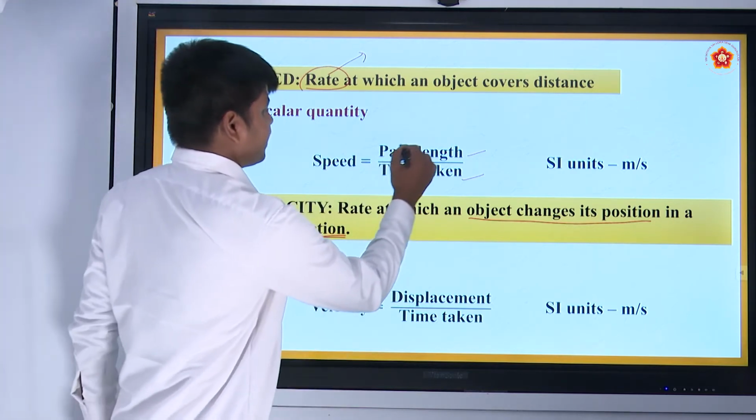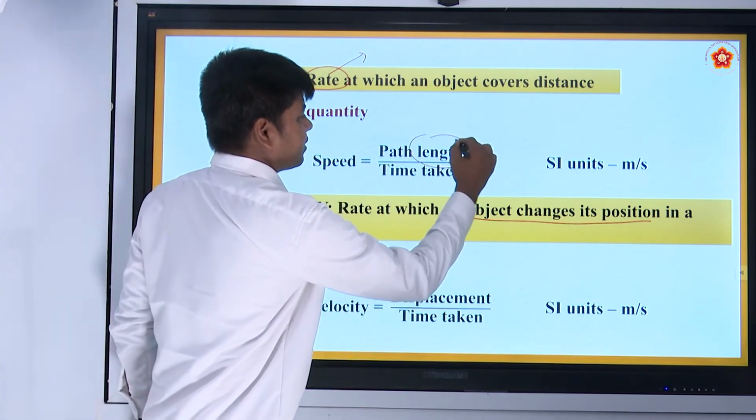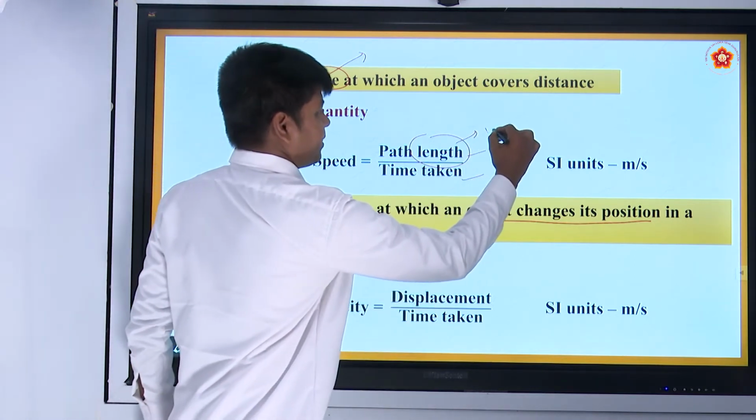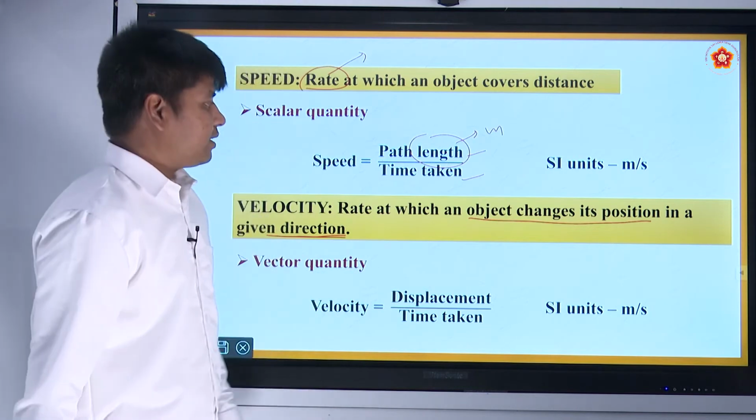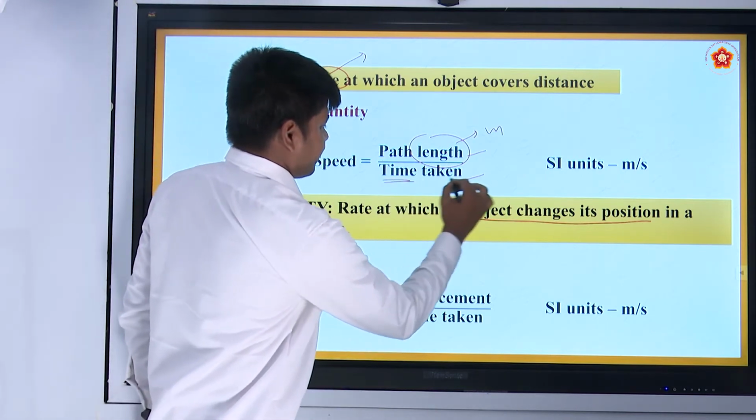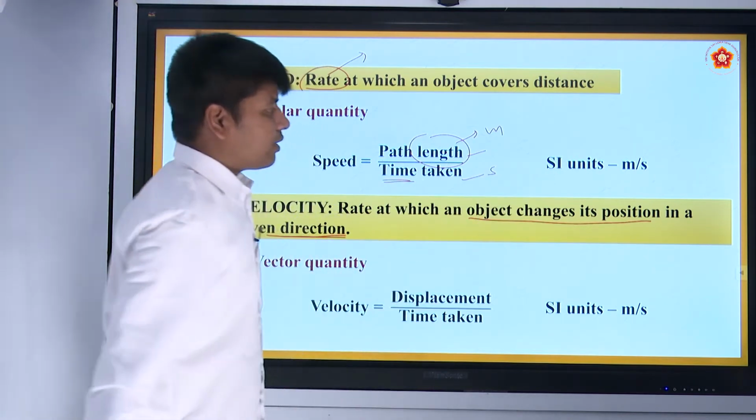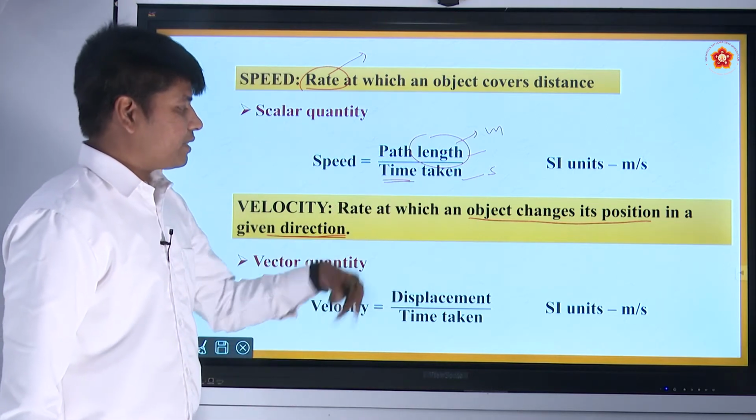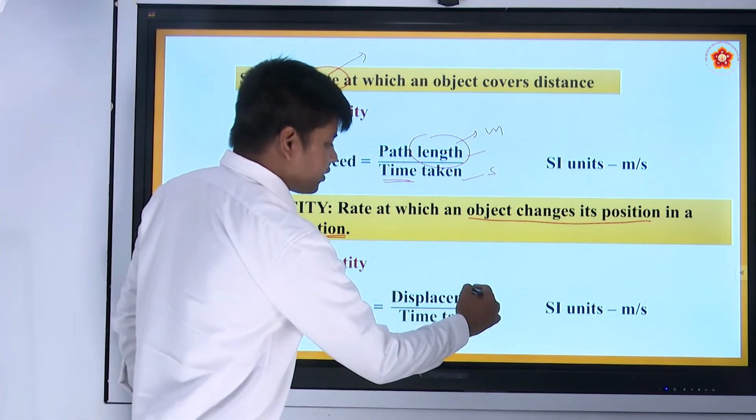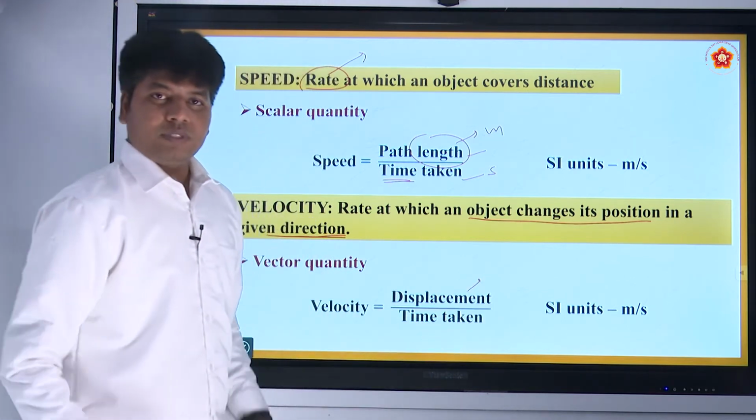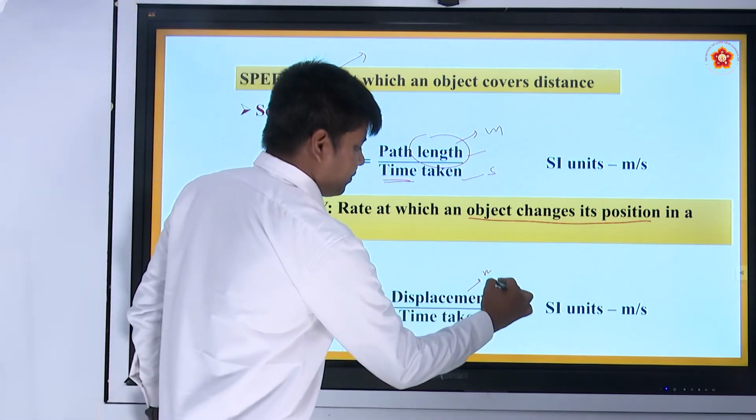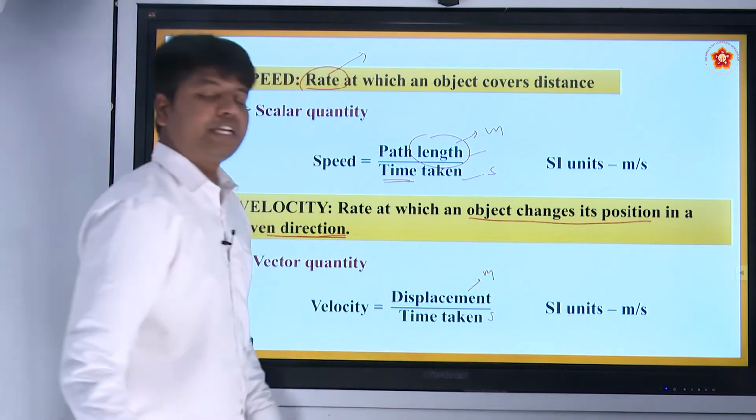Why? Speed is nothing but path length. Length will be denoted by meters, and the unit of time is seconds. So you can give the SI units as meter per second. Here displacement is also nothing but some distance, right? Shortest distance. So it is also meter per second. So SI units are meter per second.